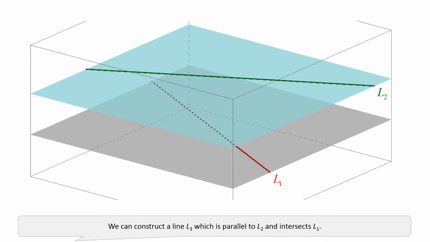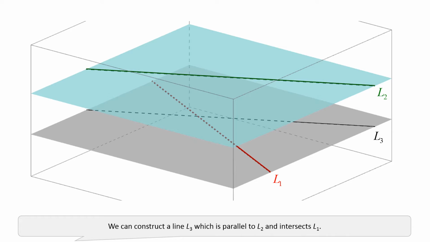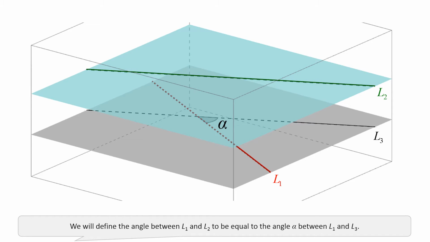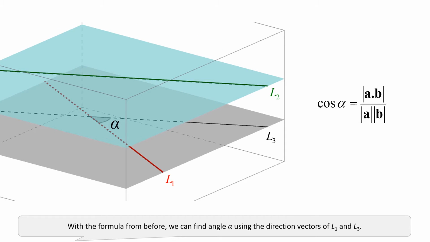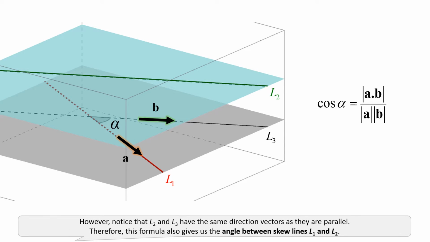Now, let's consider these two skew lines L1 and L2. We can construct a line L3 which is parallel to L2 and intersects L1. We will define the angle between L1 and L2 to be equal to the angle alpha between L1 and L3. With the formula from before, we can find angle alpha using the direction vectors of L1 and L3. However, notice that L2 and L3 have the same direction vectors as they are parallel. Therefore, this formula also gives us the angle between skew lines L1 and L2.